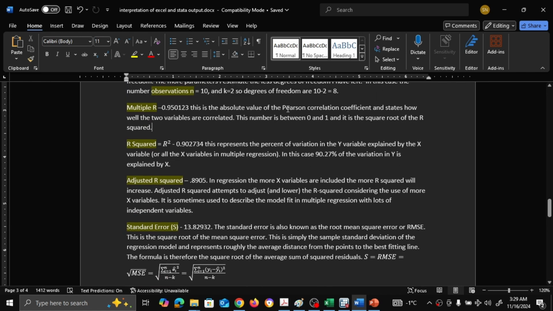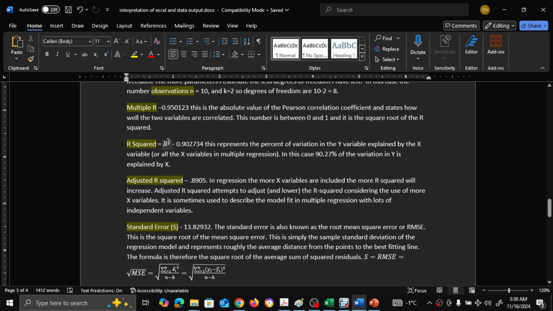This is the absolute value of the Pearson correlation coefficient. The absolute value means it turns it into positive if it's negative. It states how well the two variables are correlated. This is a number between 0 and 1. And it is the square root of the R squared.